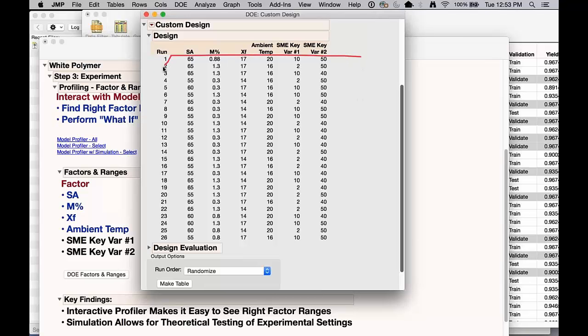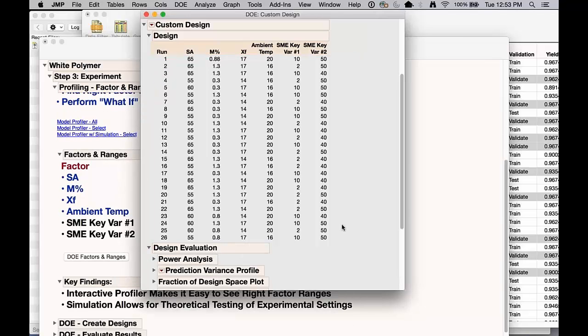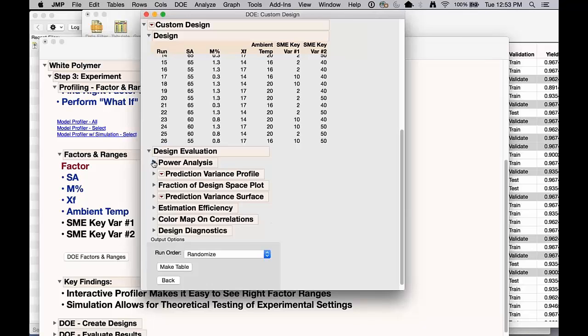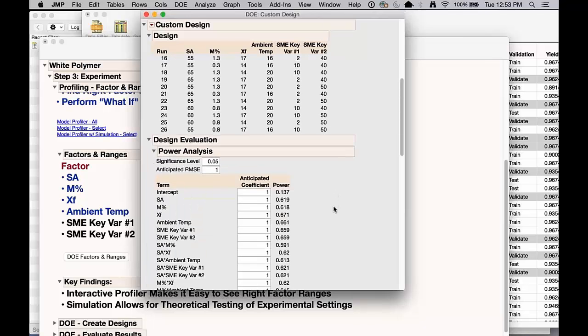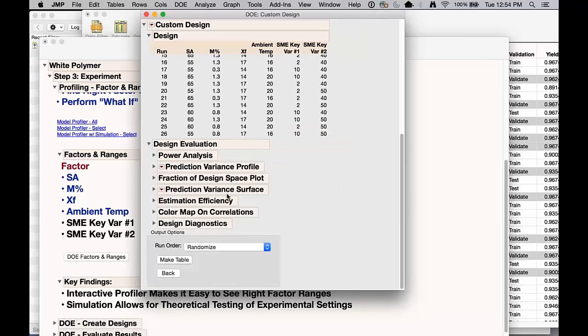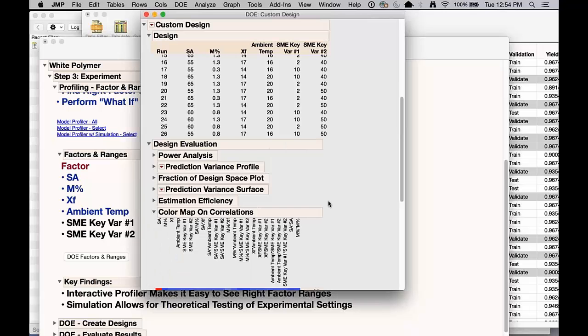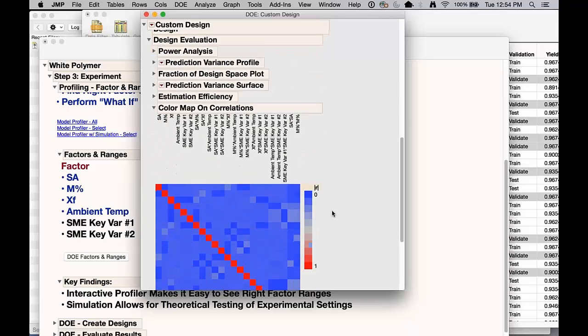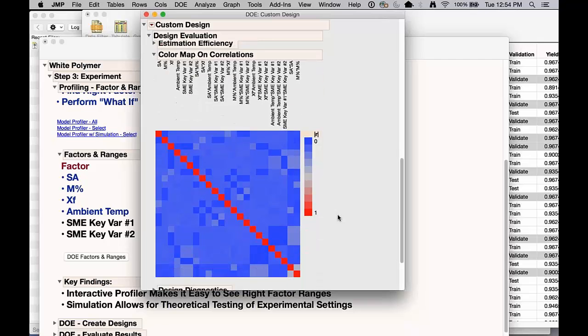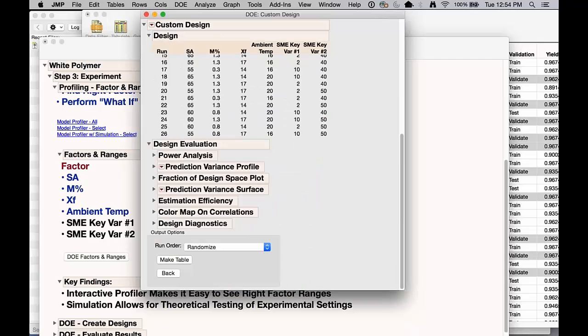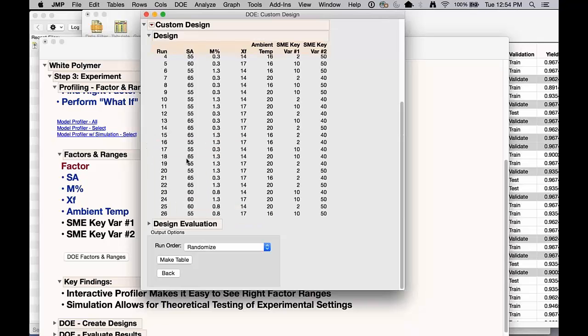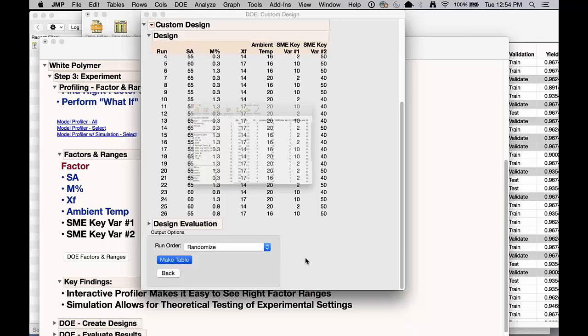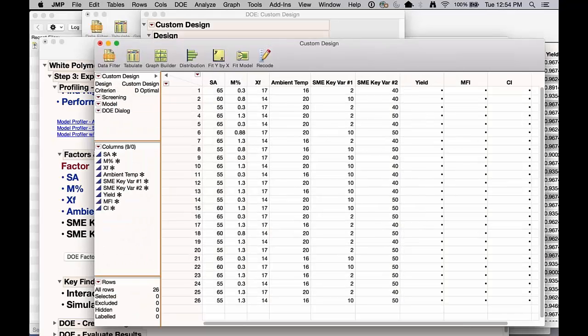So here I see the recipe card for all 26 designs. This design evaluation at the bottom lets me see how powerful the design is. So I can see what my confidence is. I can sit there and look at whether I might have too few runs and I might have some confounding or some correlation in the design. So I have ways of evaluating the design. But when I'm ready to go, I make the table and we go and we run it.